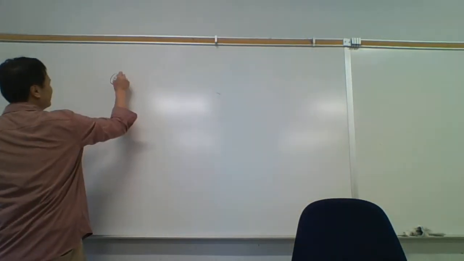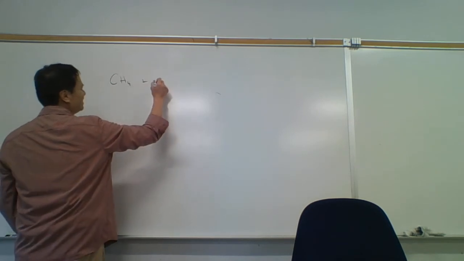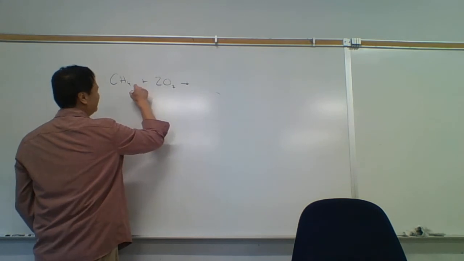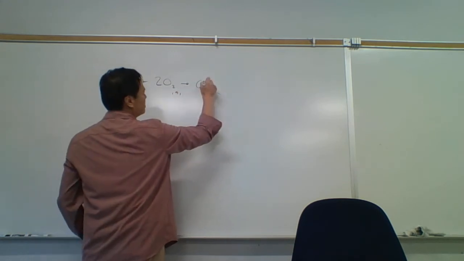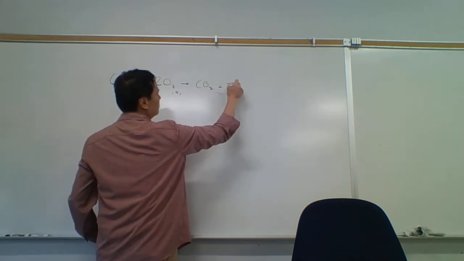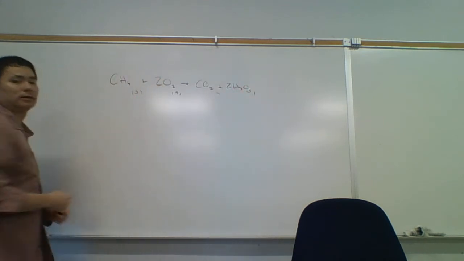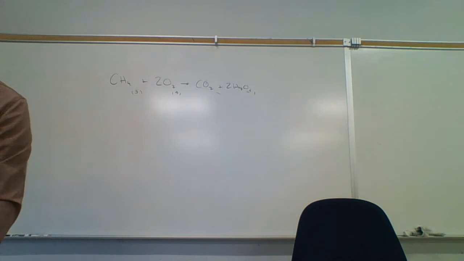First off, we need the balanced equation. So it's methane plus 2 O2s, is that right? These are gases. This is going to produce CO2 plus 2 H2O. So we're just interested in these two here, methane and O2. And they're going to be in a 1:2 ratio.